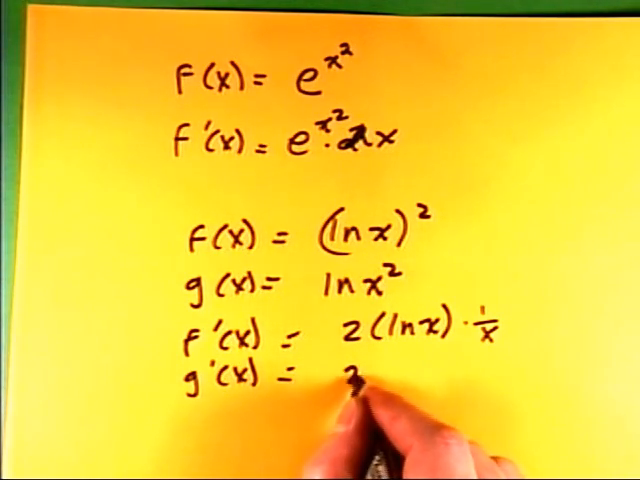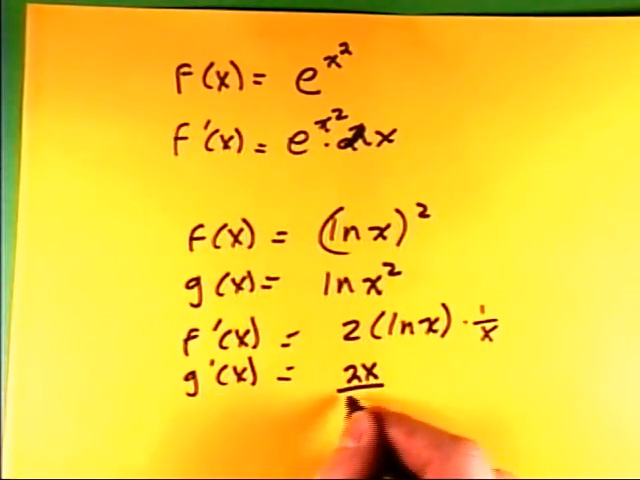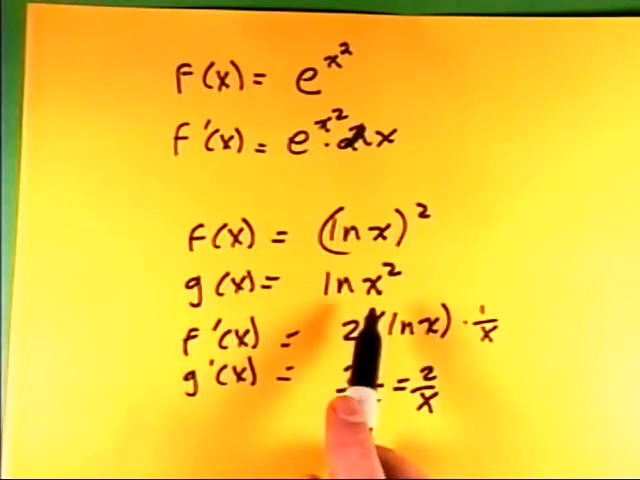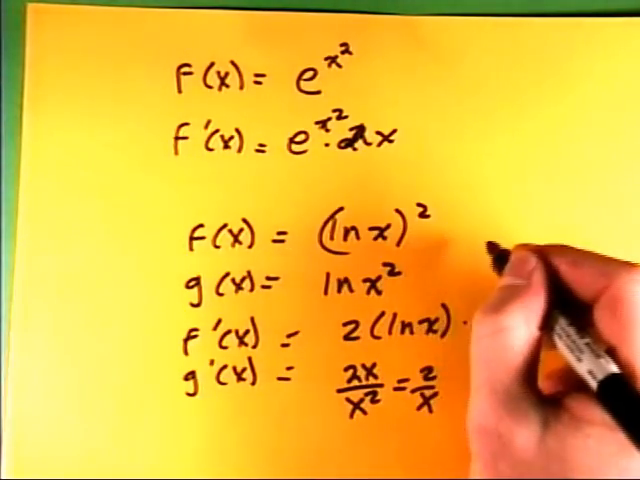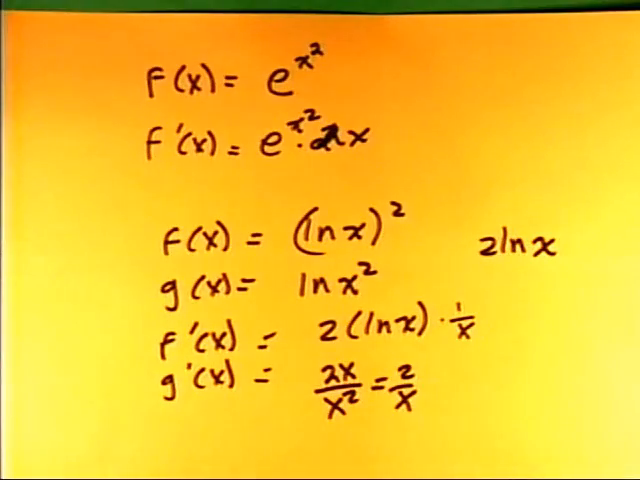Okay, and what's g prime of x equal to? 2x over x squared. Over x squared, which is 2 over x. Hey, Xochitl, that's awesome. Hey, I got a question for you. Which one of these, f or g, is also equal to 2 natural log of x? Which one, f or g?